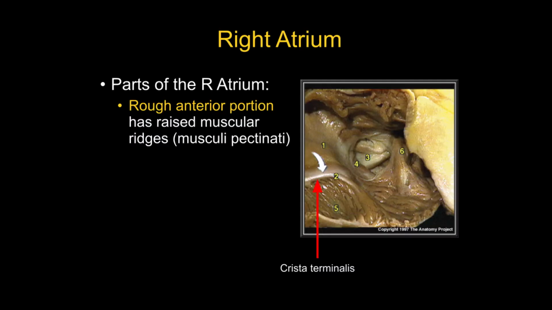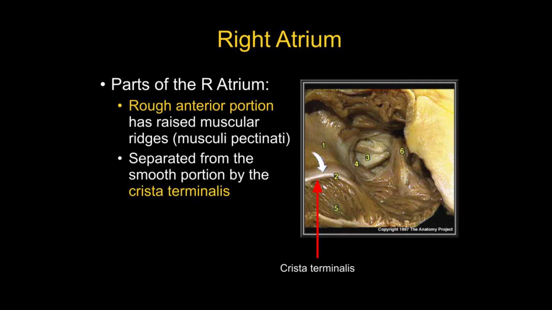Now, the part of the right atrium which has a lot of muscles because it needs to squeeze and pump the blood into the next chamber looks quite rough on the inside. So it has a lot of muscular ridges. So it's called the musculi pectinati or the pectinate muscles over there in the wall of the rough portion of the right atrium.